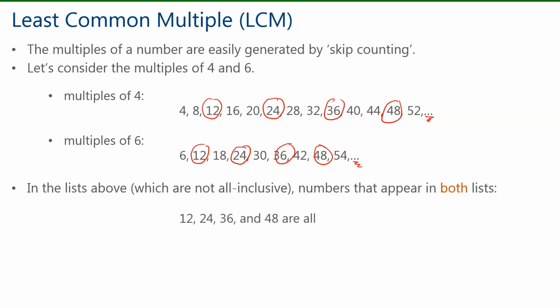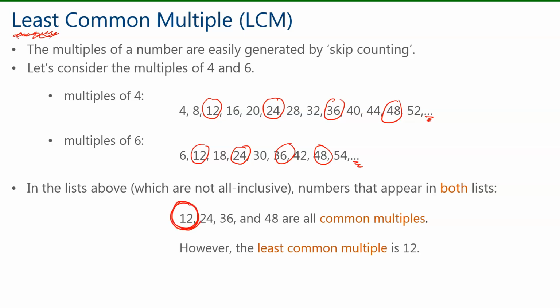So the 12, 24, 36, and 48, these are what we call common multiples. But notice, we are ultimately interested here in the least common multiple. So the smallest common multiple is 12. So our LCM is 12. So let's look at a couple of examples.